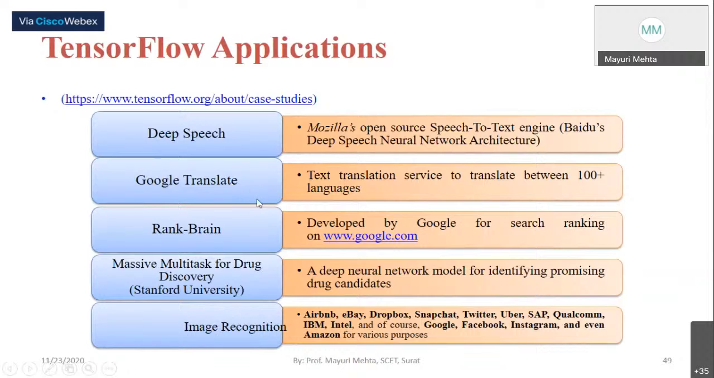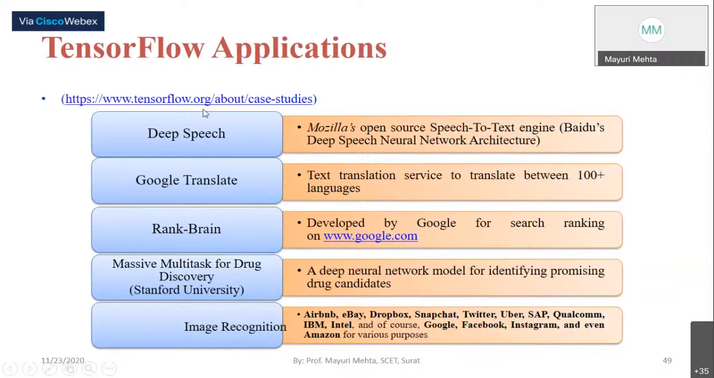This is Google Translate. Everyone knows, right, that Google provides a service to translate between 100 plus languages, right? And that service is implemented for accurate translation. This is a machine learning model that Google has developed, and this machine learning model has been implemented using TensorFlow.